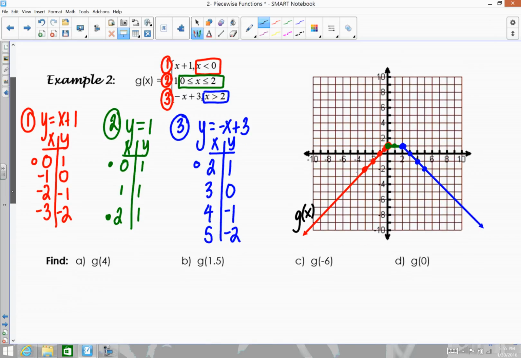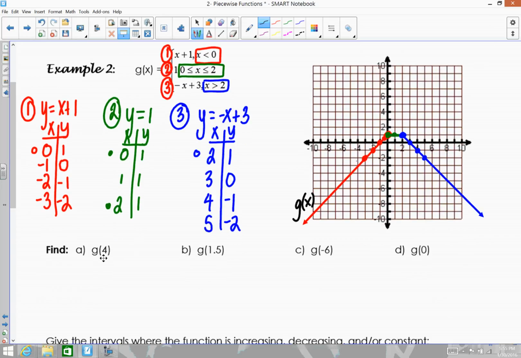So for this portion here, g of 4. So g of 4, there's a couple ways you can do it. You can go to when x equals 4, which is right here. What's the y value? Well, the y value's at -1. So -1. You could have also said, okay, 4, where does that go? 4 goes into this third equation. So if you use number 3, that means I would take negative, plug in the 4, plus 3, which equals -1. So this is using the graph, using the equation.